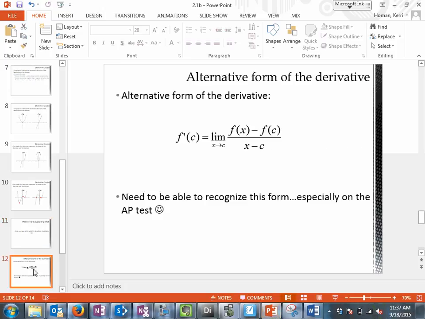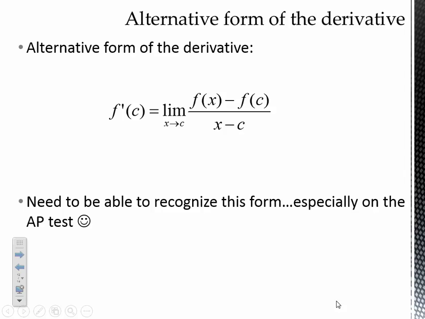Okay, one more thing. I want to talk about this again. The alternative form of the derivative. So this is still taking the slope of this secant line and taking the limit as we bring those 2 points together. So we're still finding the slope of the tangent line using this limit process. But this is just a quicker way to evaluate it at a point.